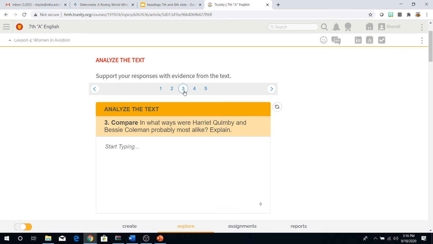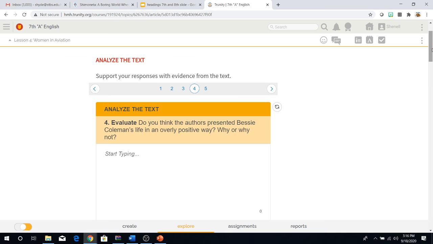Question 3. Compare. In what ways were Harriet Quimby and Bessie Coleman probably most alike? So you start, they were alike mostly because, and then you start writing out your answer. You're comparing them. You're trying to find similarities between the two of them.